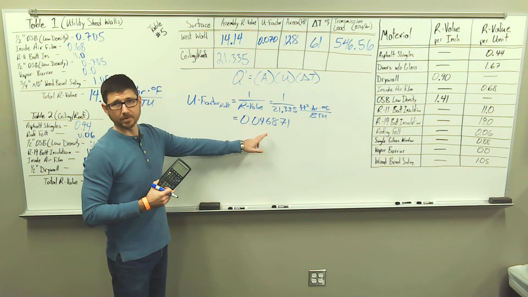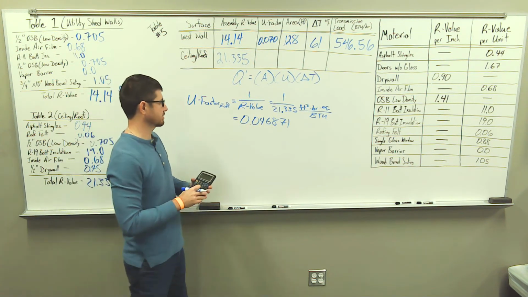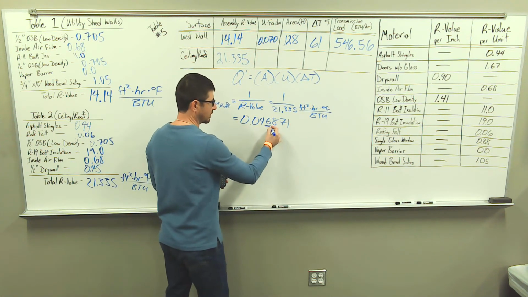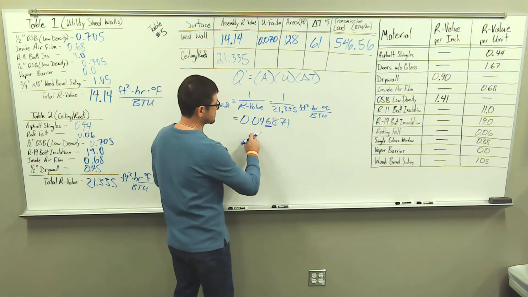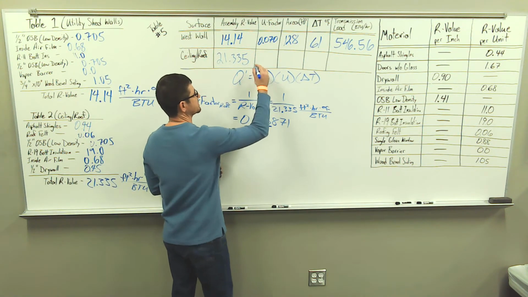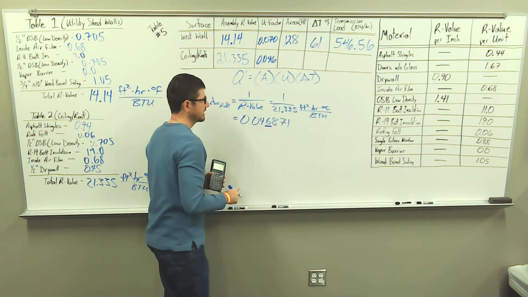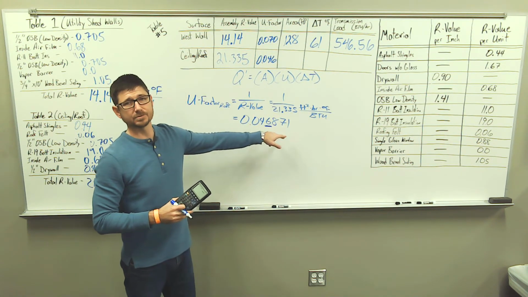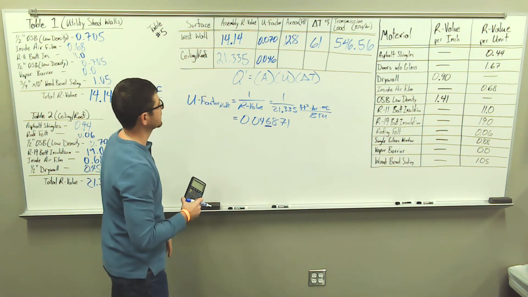0.046871. But remember, for our U factor, we're going to truncate at the thousandths place. So we are not applying the rules of rounding. We're just going to keep this value in the thousandths place. So this is going to give me 46 thousandths. Okay? And right here, we're going to have units of BTUs per square foot, hour, degree Fahrenheit. Okay?